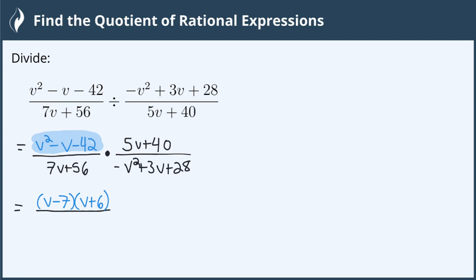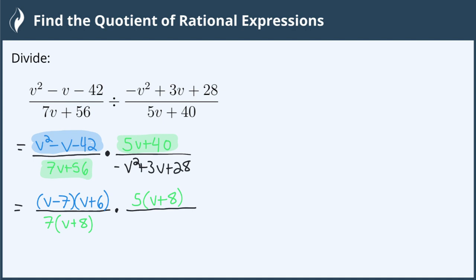We can repeat our factoring plan with our next one, which is 7v plus 56. Here, we just have a greatest common factor of 7, so we will pull out the 7 from both terms, leaving us with v plus 8 inside of the parentheses. Now we're going to multiply by our second fraction. Just like the bottom of the first fraction, the top of our second fraction just has a greatest common factor. In this case, that's going to be a 5. When we pull a 5 out of 5v plus 40, we're left with v plus 8.